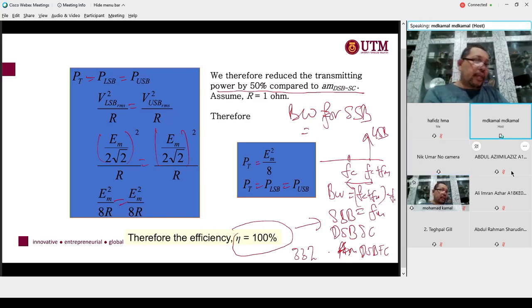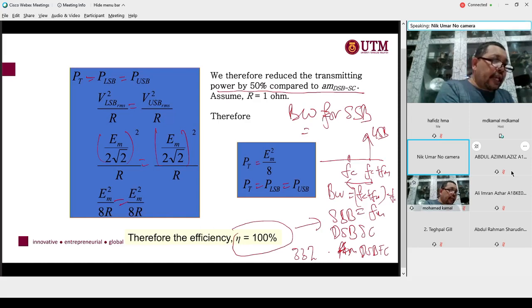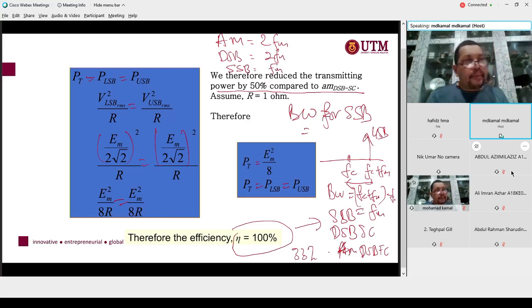Alright, so we can see that for AM we have bandwidth 2 FM, for double sideband we have 2 FM, but for the single sideband we have 1 FM. So of course that is the advantage: more capacity, more channels that you can put in a certain bandwidth of the system.